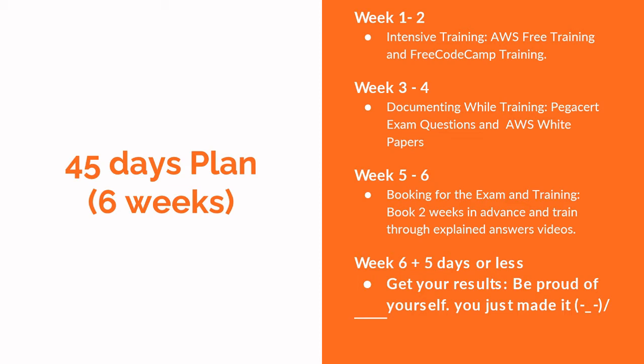So week 1 and 2, intensive training: AWS free training and the freeCodeCamp training. Week 3 and 4, documenting while training, so big asset exam questions on AWS white papers. Week 5 and 6, booking for the exam and training, booking 2 weeks in advance, so you have a target, you have a goal, and train through explained answers videos. Week 6 plus 5 days or less just to get your results, so you'll be proud of yourself and you made it.